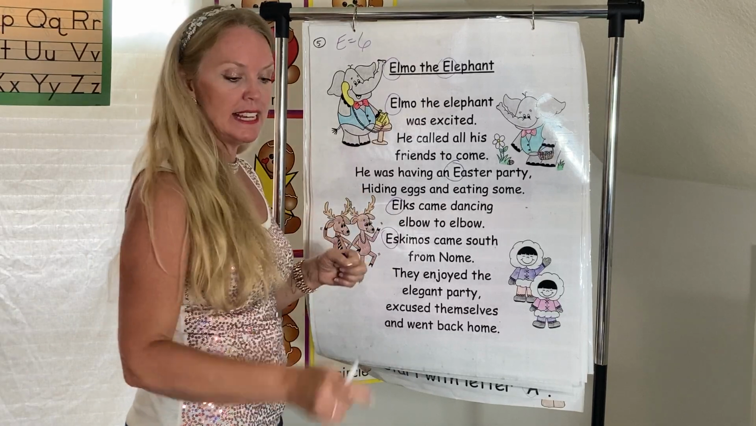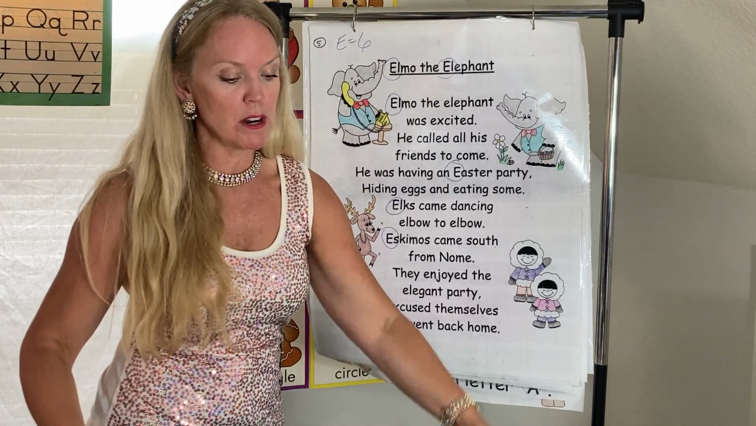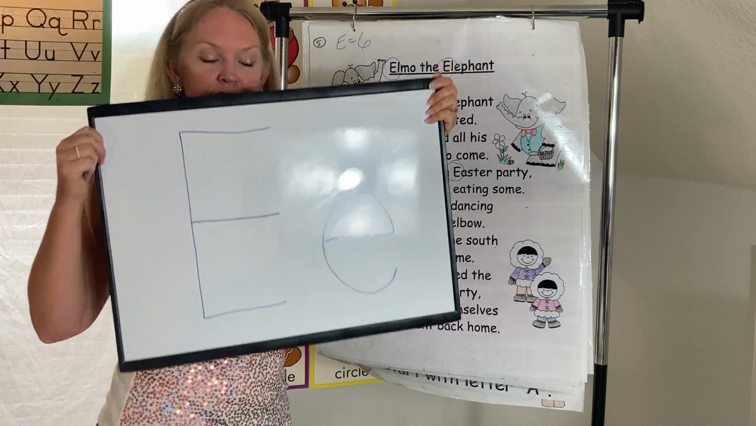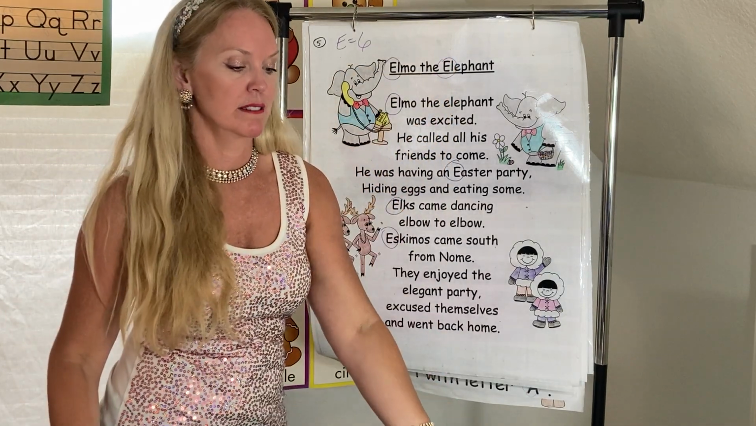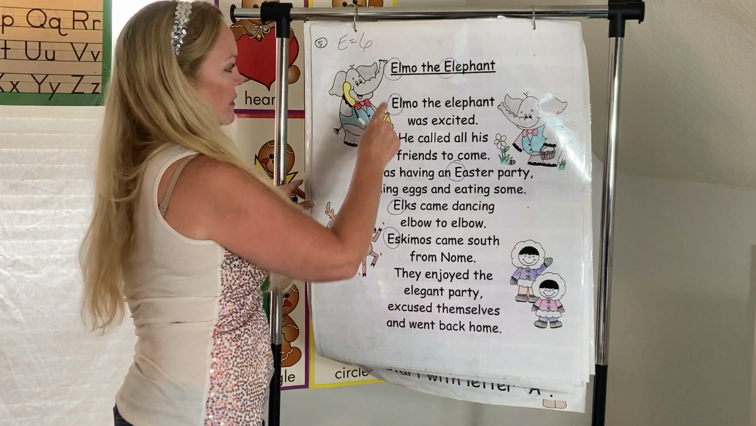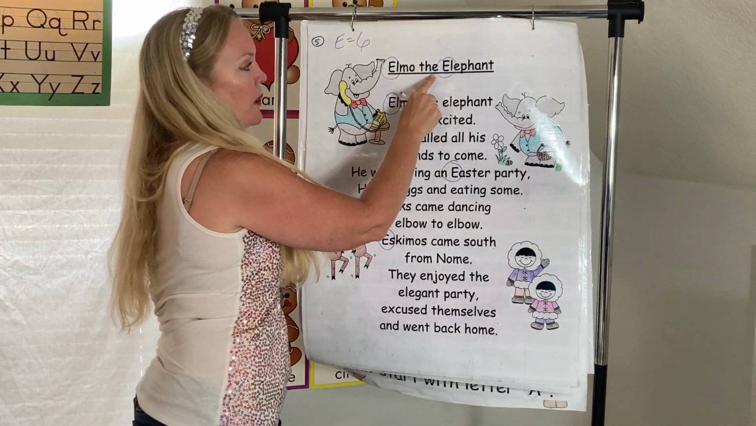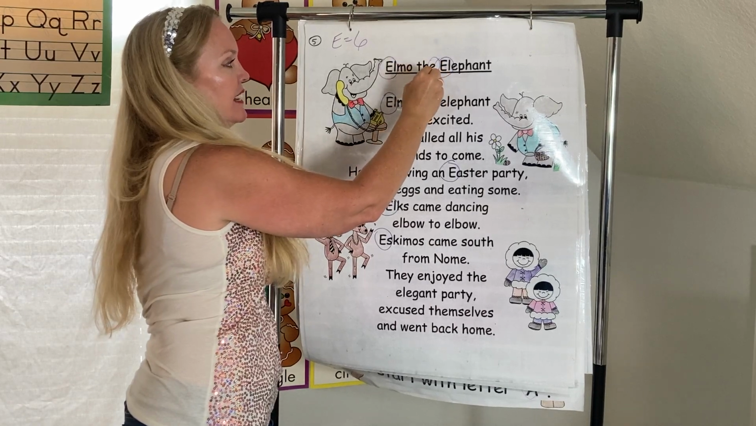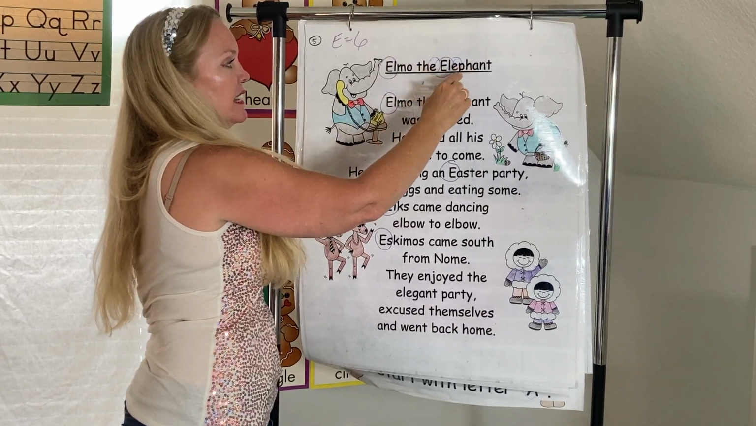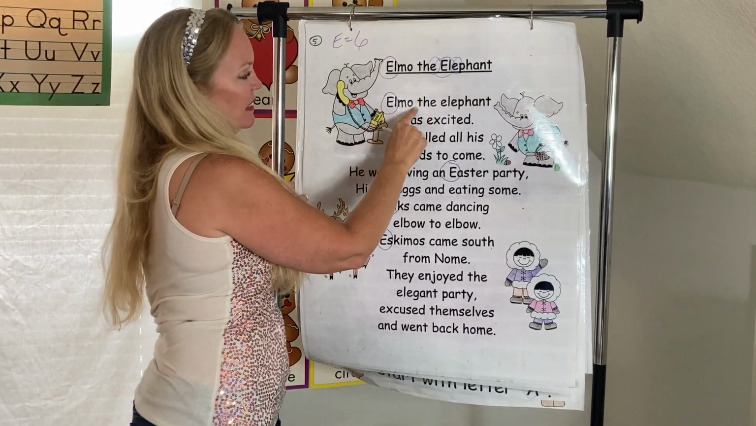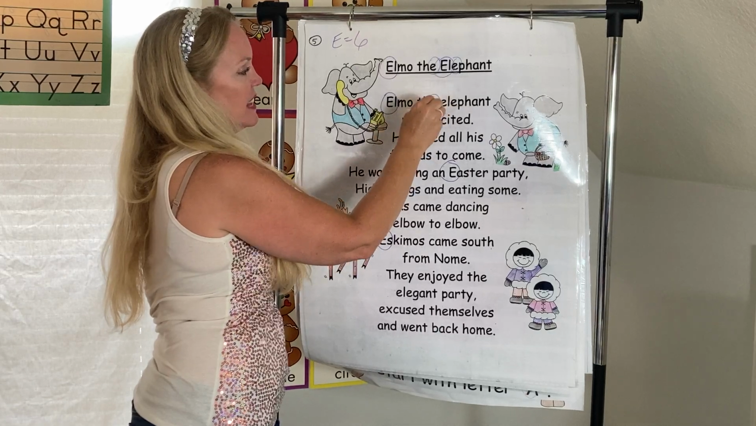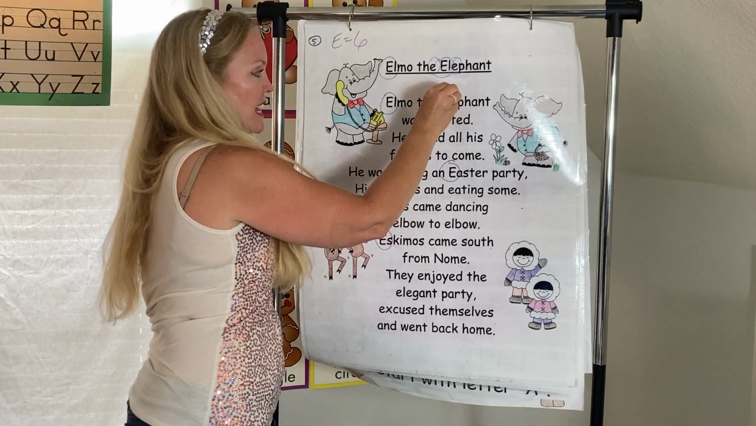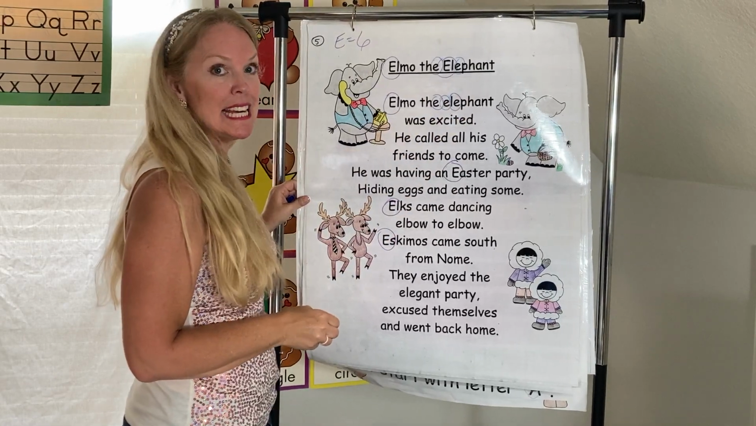Let's circle our lowercase e's. Let's see if we can find any. Now, remember what our lowercase e looks like. Okay, it's the blue one. See if we can find those. Starting at the top. The second word has a letter E. Another E. An E. Oh my goodness, an E. And an E. There's so many E's.